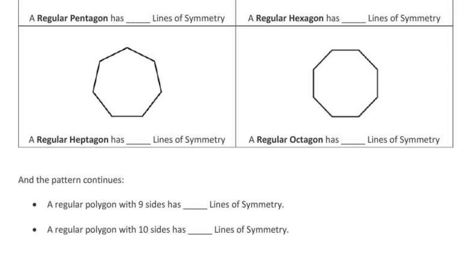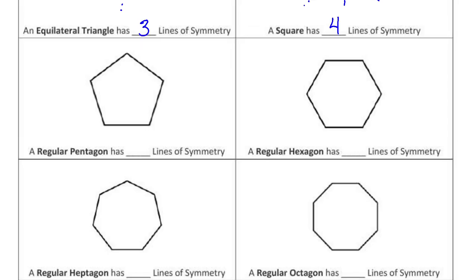Interesting. So if we have a regular pentagon, that means a pentagon that has all congruent sides and all congruent angles, 5 congruent sides, 5 congruent angles. Let's check out the lines of symmetry. So there would be 1. There's 2. There's 3. There's 4. And there's 5. There are 5 lines of symmetry in a regular pentagon that has 5 congruent sides and 5 congruent angles.